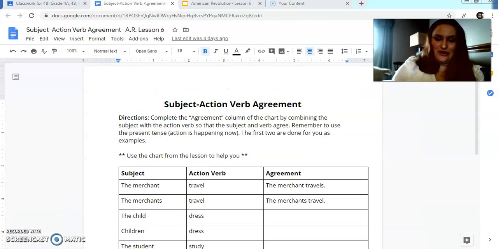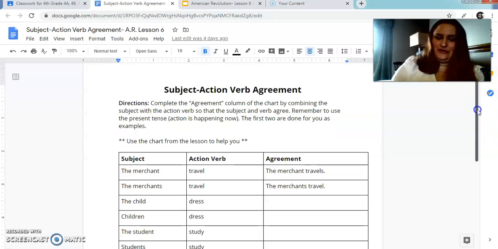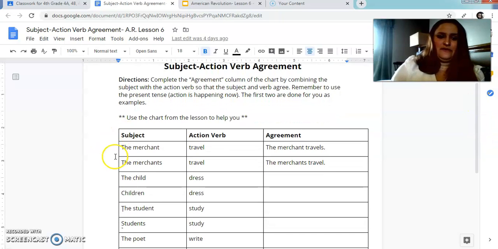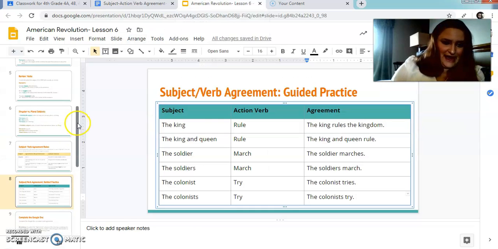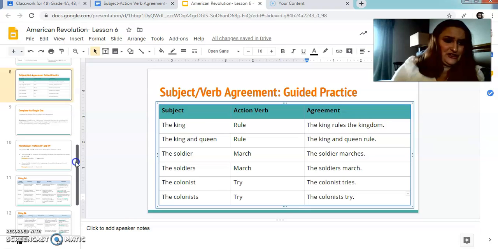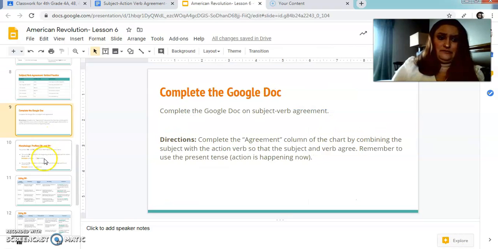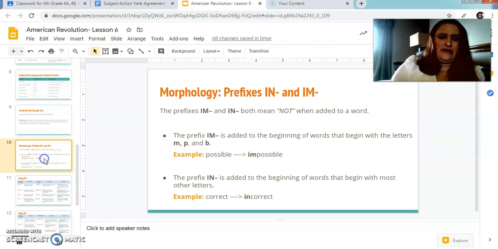So now you are going to do the same type of thing in your Google Doc. You can see here I've done the first two for you. The first thing you need to figure out is whether or not a subject is singular or plural, and then what needs to be added or not added to the verb based off of whether or not it's singular or plural. So you're going to do that right now. After you finish that, or you could save that for the end if you want, but make sure you keep going back to the chart. It's going to help you.